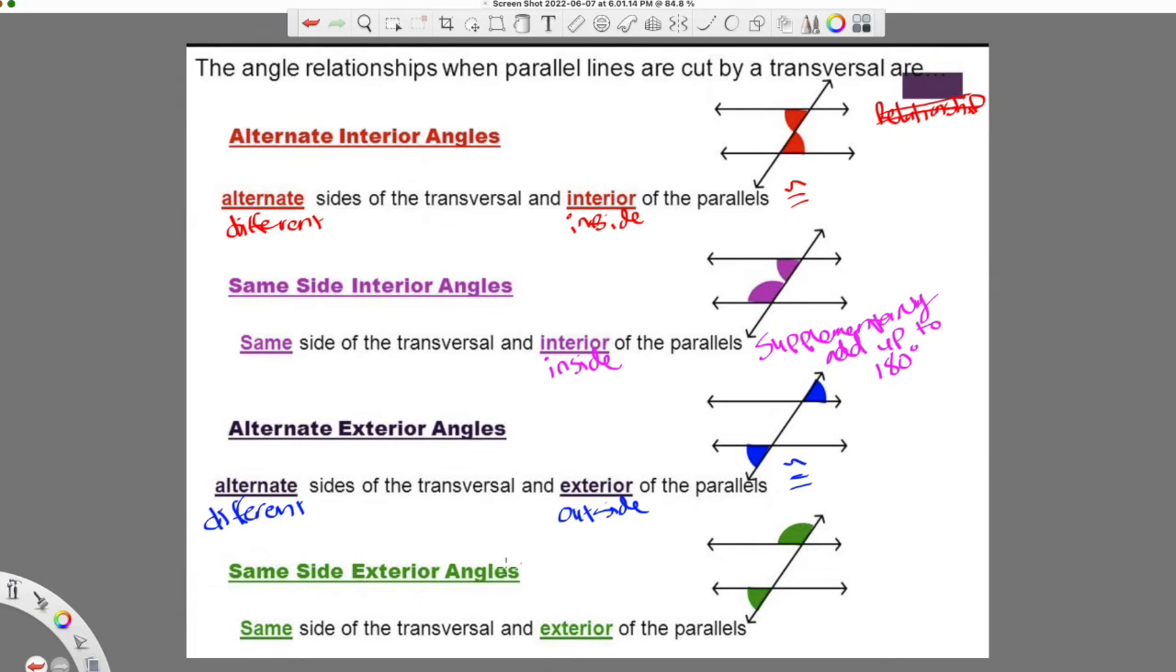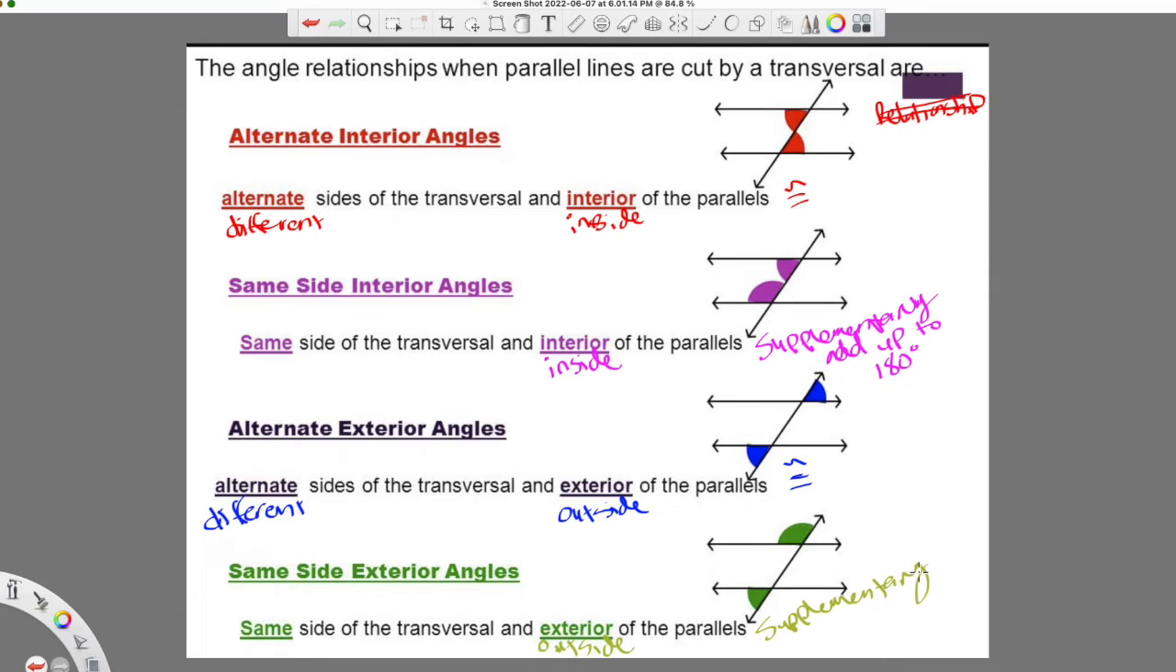And then we have one last one here. We have same side, I'll do it in this light green, same side of the transversal. Again, I don't think I need an alternate word for same side. And they're both exterior of the parallels, so they're outside. So I can definitely see these are both outside the parallel lines. They're not in between them. But now they're both on the same side of the transversal. We're not on alternate sides. We're both on the left side there. So these again are supplementary.